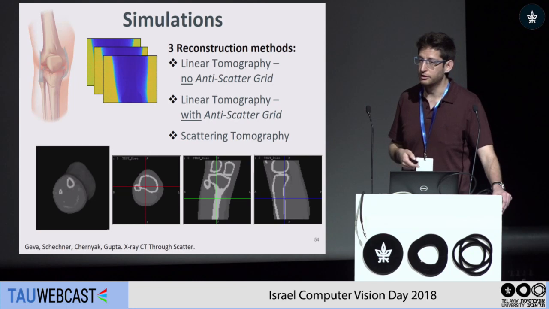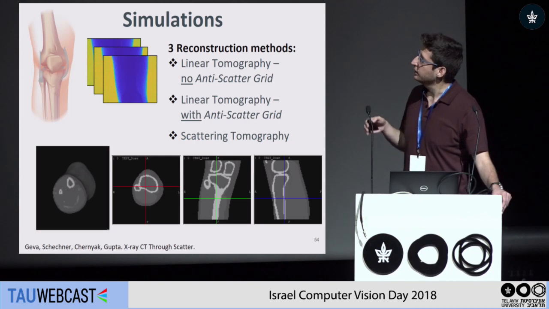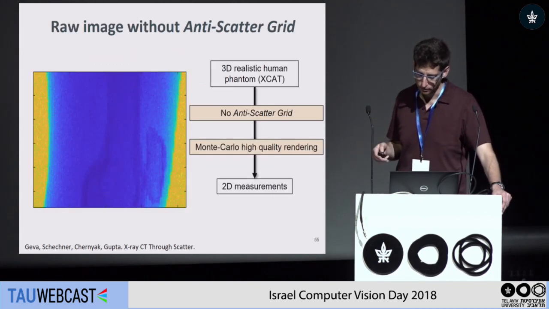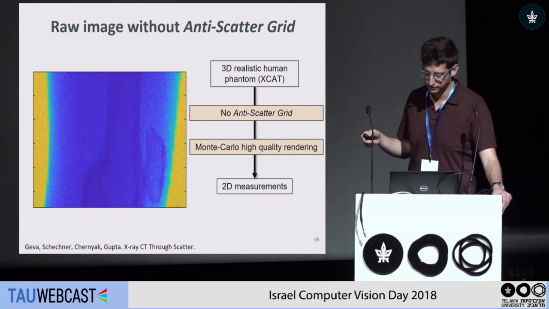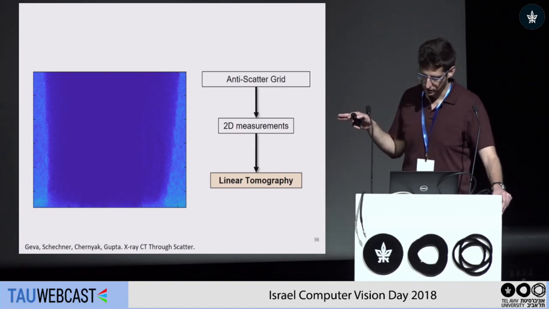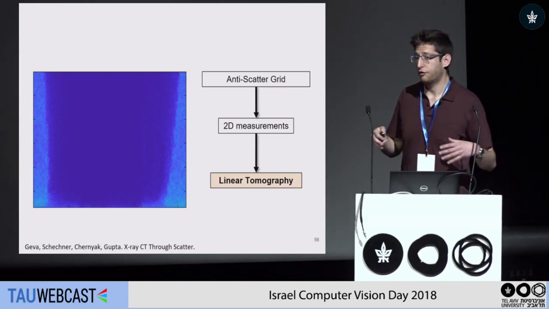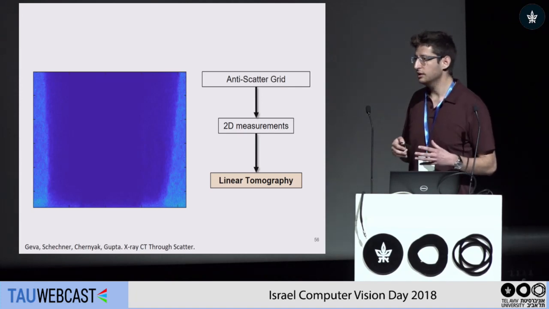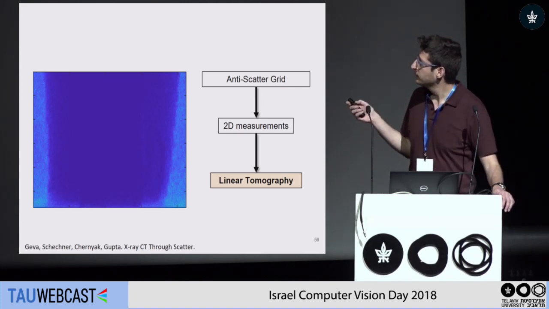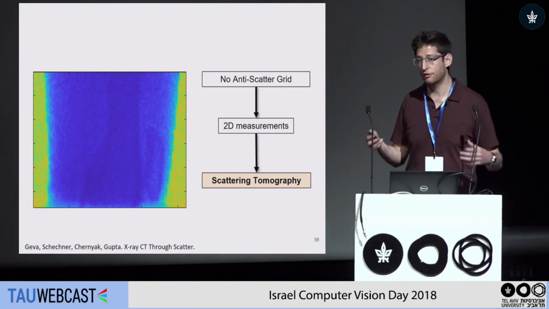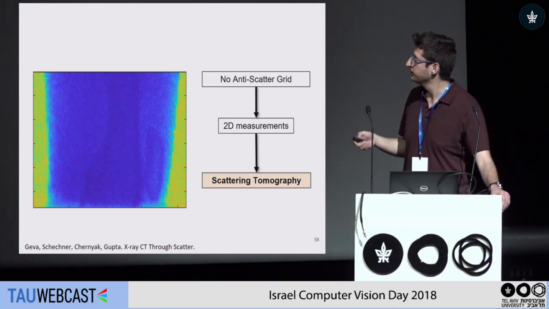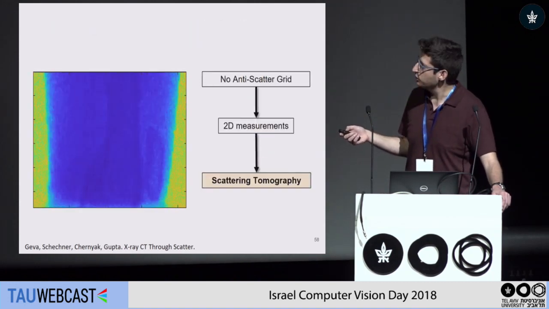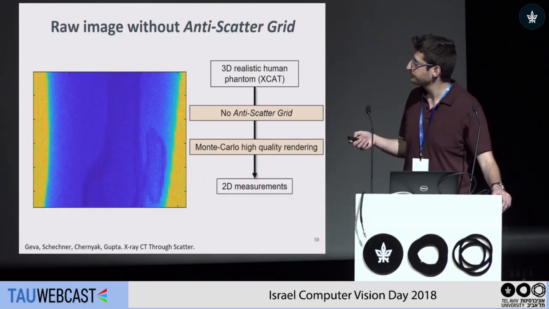And we've performed another set of simulations, this time imaging a human thigh. We compare our method with different types of linear reconstruction. So here is an example raw measurement projection taken with no anti-scatter grid. Here is a reprojection from an object that was reconstructed in a traditional CT setup having anti-scatter grid. And this is a reprojection of a volume reconstructed by our X-ray scattering tomography, of course done with no anti-scatter grid. Note the small differences from the raw measurement, which points to the accurate reconstruction.